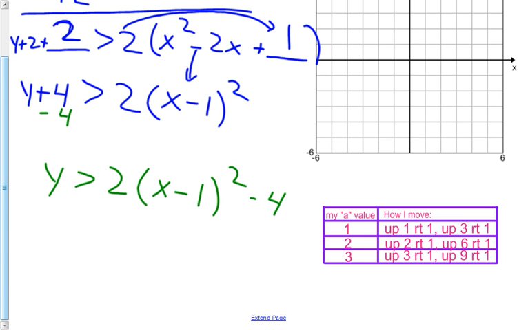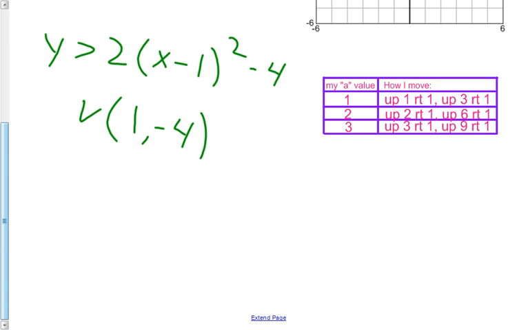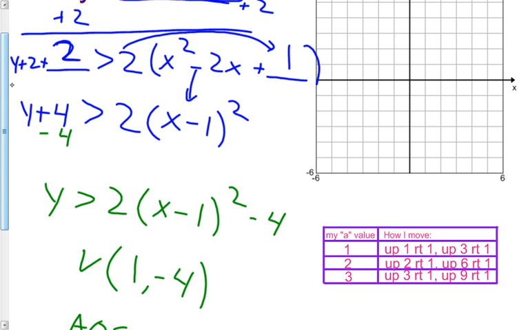So my vertex is at h, k, positive 1, negative 4. My axis of symmetry is the x equals 1 line. So let's put those two on there. 1, negative 4. And here's your axis of symmetry, x equals 1.